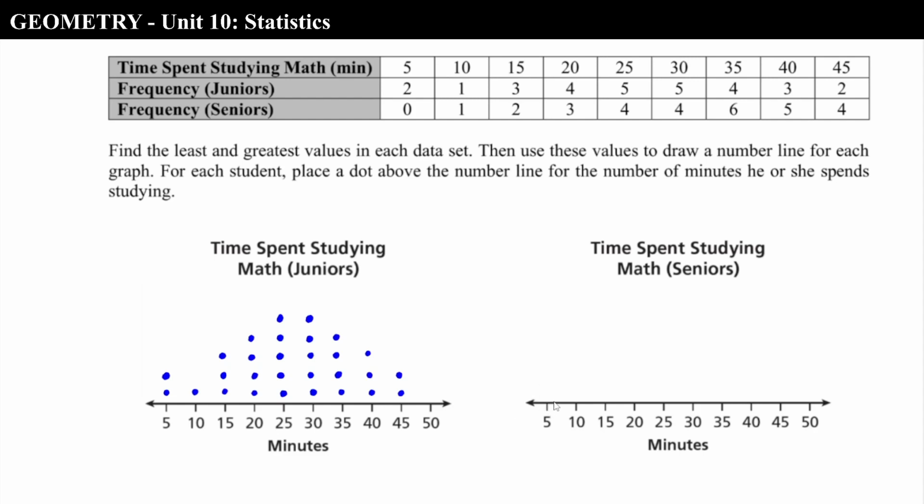For seniors, we're going to do the same thing. We had 1 at 10 minutes, we had 2 at 15, we had 3 at 20, we had 4 at 25, we had 4 at 30, we have 6 at 35, 2, 3, 4, 5, 6. We had 5 at 40, 1, 2, 3, 4, 5, and then we had 4 at 45, 1, 2, 3, 4.